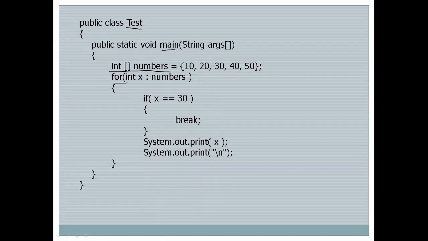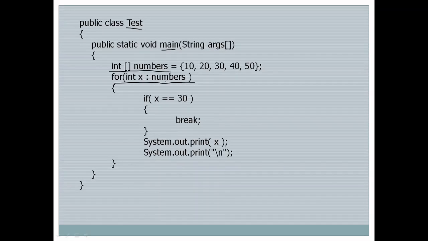You can see for int x colon numbers. Again, this is one more different type of loop which can be used in Java. We call it the for each loop, and this type of loop is usually used with arrays, and it helps iterate through the elements in the array. Now let us see how this loop works. So we have for int x, this is a variable, and numbers is the name of our array.